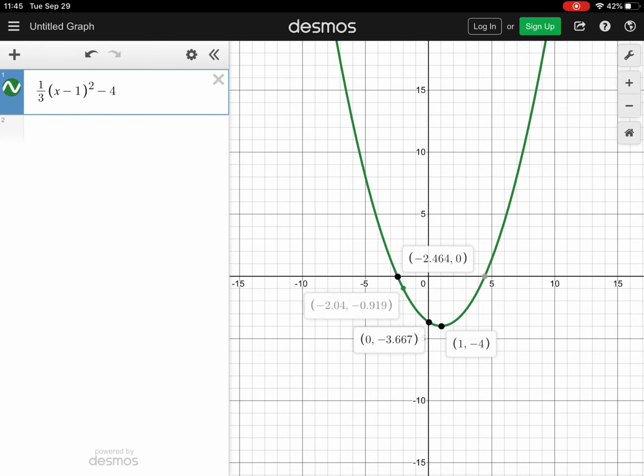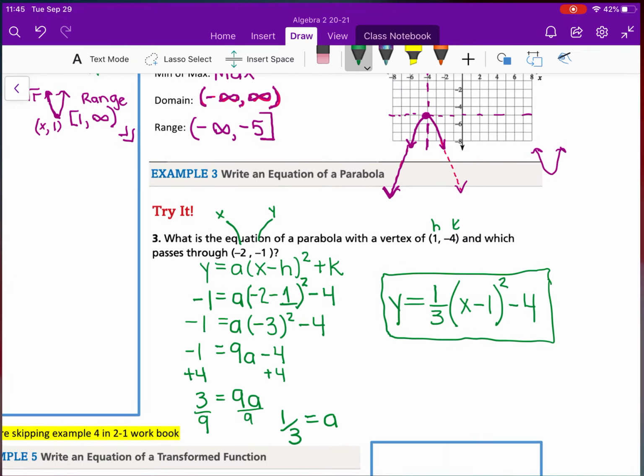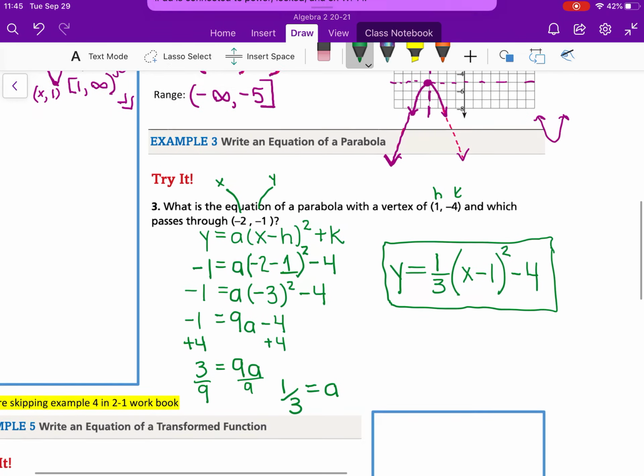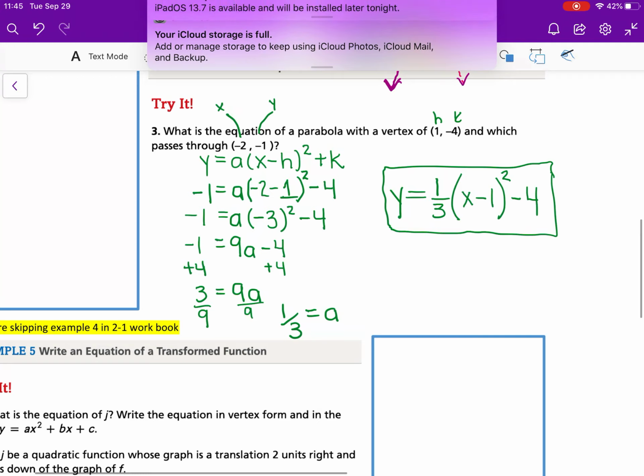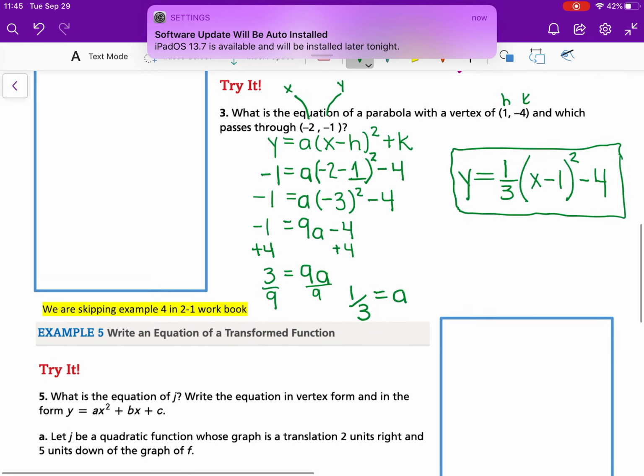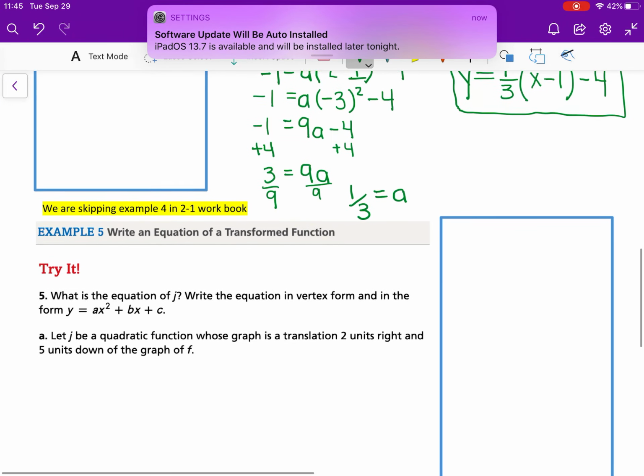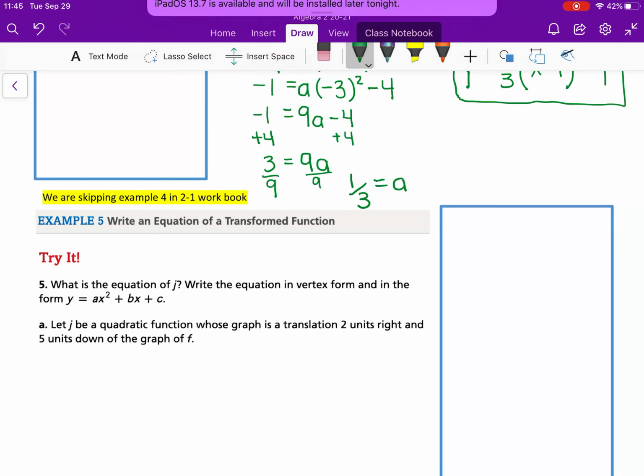Well, let's look. -2, -1 should be like right there. Hey, look, that point is on my graph. So yes, I am correct. And I have finished that problem. Okay, we are ready for our last one. Please notice we are skipping example 4. I repeat, you are skipping example 4.